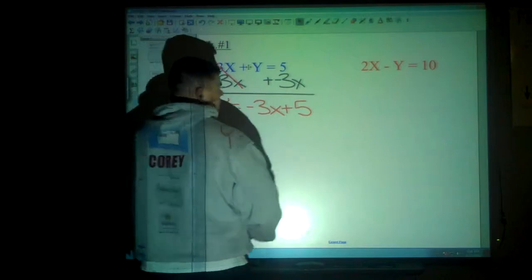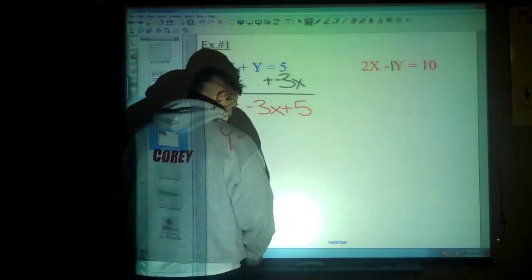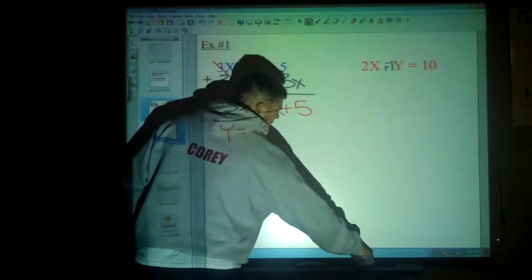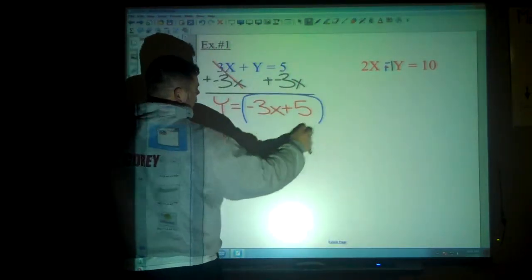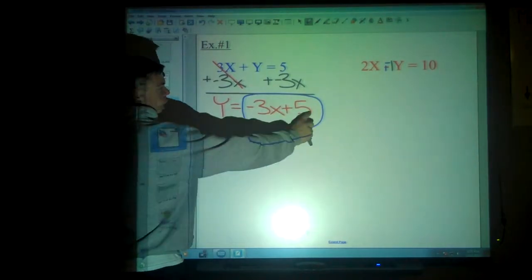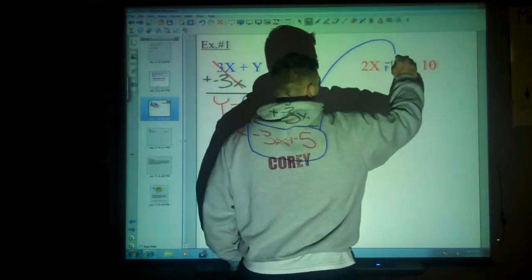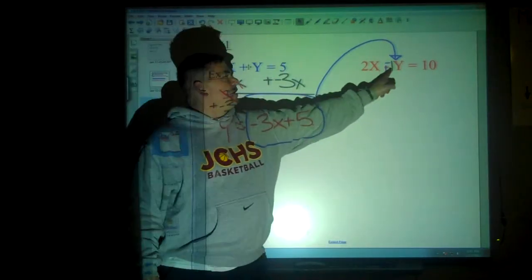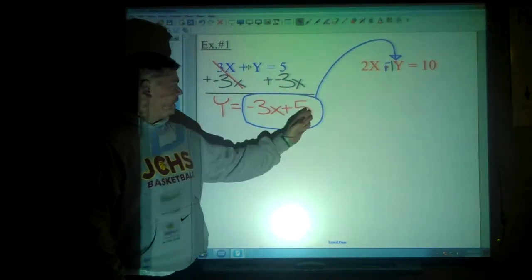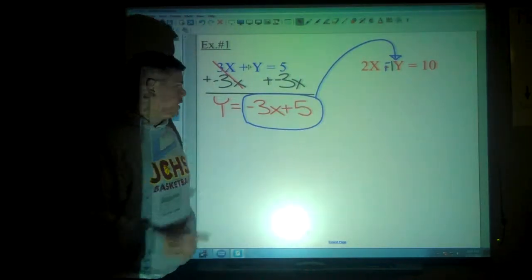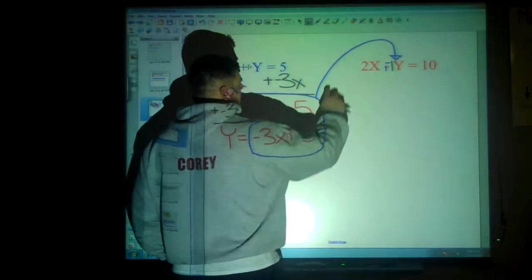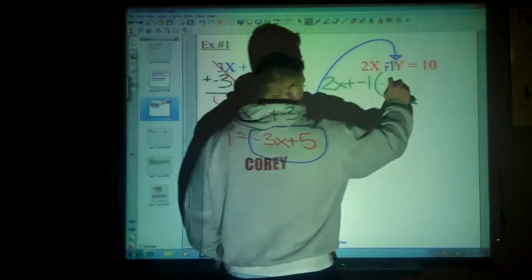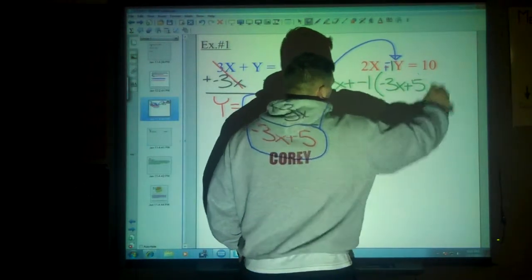Now over here I'd make an adjustment. I would put a 1 in front of that y, and I would change the subtraction to plus the opposite. We are now going to take everything that y is equal to and substitute it in for y. We have to be very careful because that negative 1 in front of the y is not being multiplied by part of this, it's being multiplied by all of this, which means the distributive property will be key. 2x plus negative y times negative 3x plus 5 equals 10.